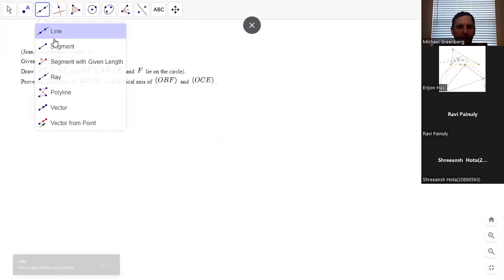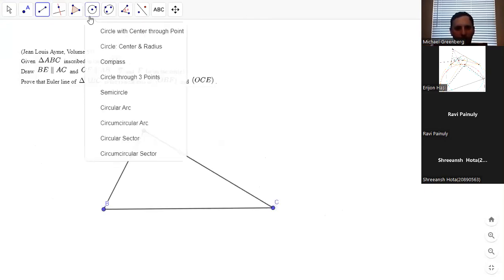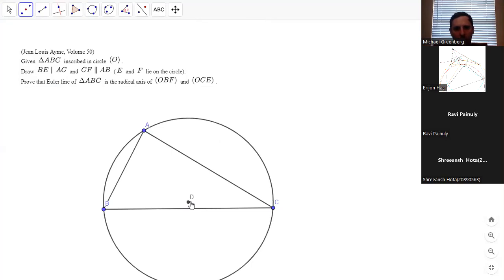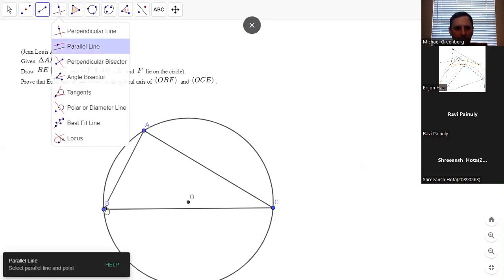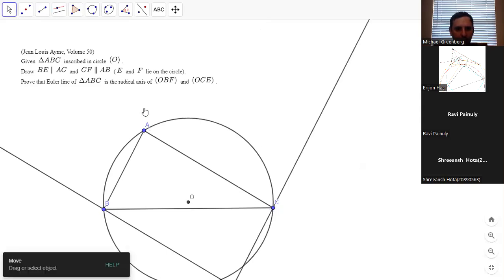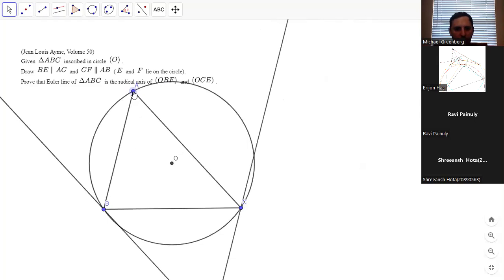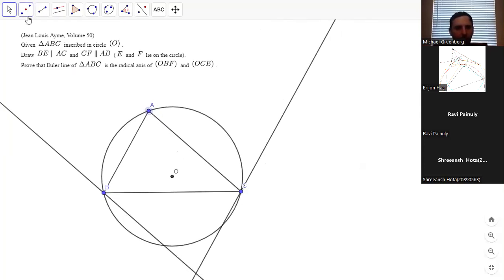We have a triangle ABC and a circle O. So O is the center of the circle. And we draw the parallels to each side. So this is O. And then let's draw some parallels. Let me make it a little better in just a second. I want both of the parallels to be something like that. All right, so we have BE and CF.